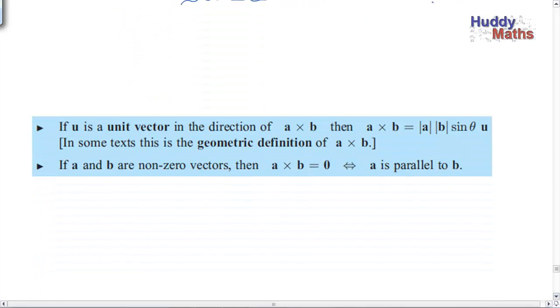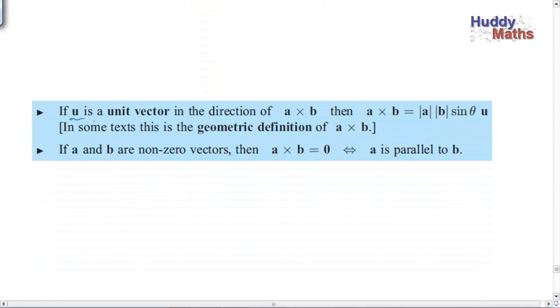Come down and summarise that. So if U is a unit vector in the direction of A cross B, then you can think of A cross B having a size equal to that, times the unit vector. Remember that idea of unit vectors? We are, if you like, capturing the direction by the unit vector. And that's an important geometric definition. So you've got the length of the vector and its direction, which is the cross product vector.